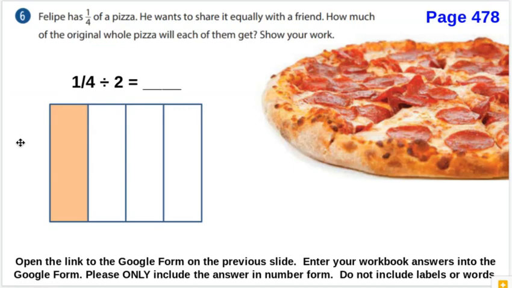Now, you want to think about how you can represent this problem using this model. I want you to go ahead and do that in your workbook now. Remember, when you are done, you need to go back to the Google form and enter your answer for this problem. Please push pause on the video now, complete the problem, and push play when you're ready to hear the next problem.